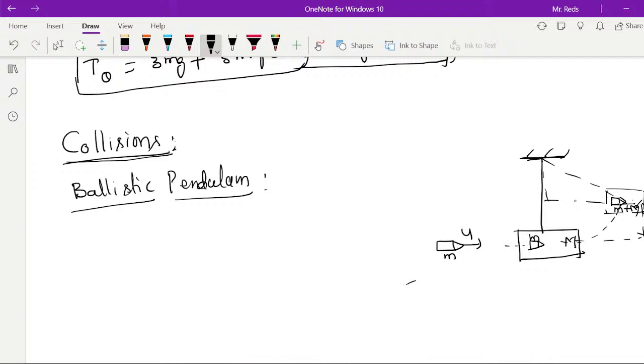So that means both will move with a common velocity, let us say v. Initially, when the bullet is coming, this block is at rest. So the bullet's initial velocity is u and the block's initial velocity is 0. After this bullet strikes, both will be embedded and both will move with a common velocity. If you remember the definition of perfectly inelastic collision, now we can understand that this is an example of a perfectly inelastic collision.